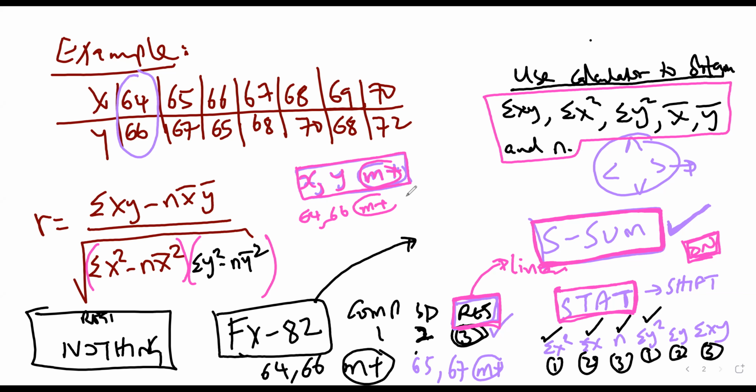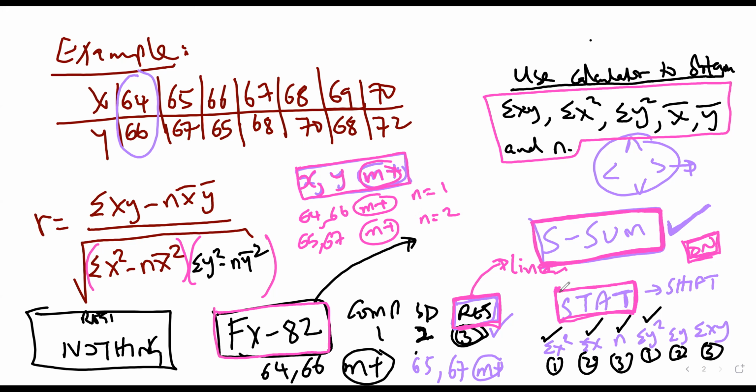When you do that, you will see that you've entered one observation. Then you go to the next value, 65, 67, M plus. When you do that, you'll see that you've entered 2 observations. You continue like that up to the last pair, which is 70, 62 followed by M plus. So that's how you enter the data, especially if you are using the FX82 type of calculator.